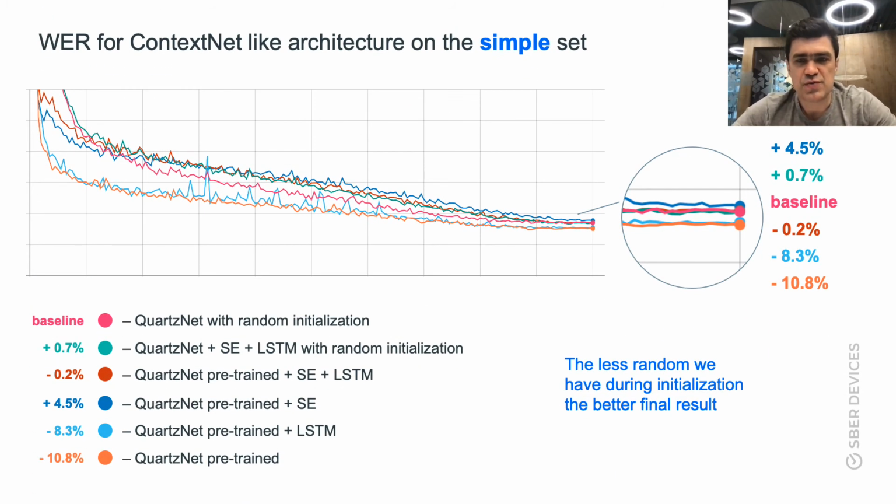The first figure shows word error rate of model on the simple set. Here again, small value of word error rate means a better result. We take QuartzNet with random initialization as a baseline, and values demonstrate improvement relative to baseline. The best score shows pre-trained QuartzNet, and we can conclude from this slide that the less random we have during initialization, the better the final result we have.